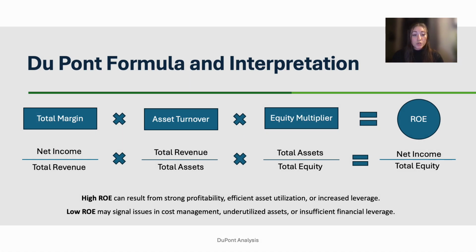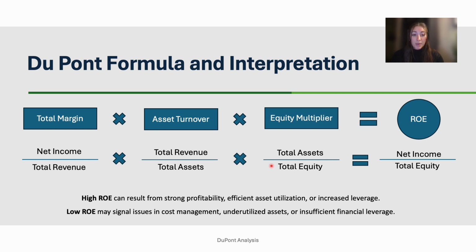Now that we know what the DuPont analysis is, let's go into the formula and the interpretation of the formula that we use in the analysis. So we have here three different components to make up our ROE, and then those are broken down even farther. So you have your total margin multiplied by your asset turnover, multiplied by your equity multiplier, and that will give you your ROE.